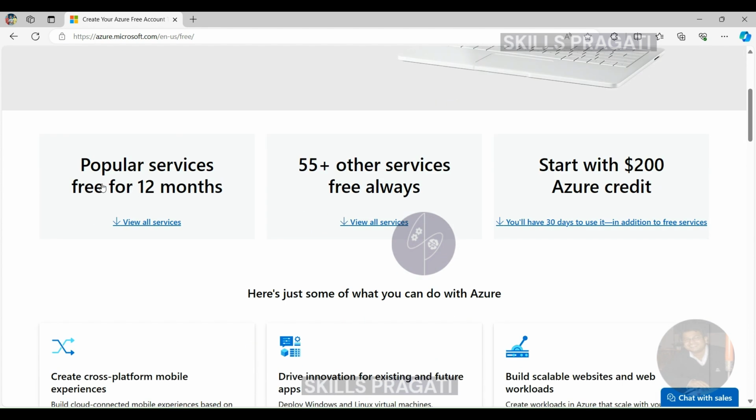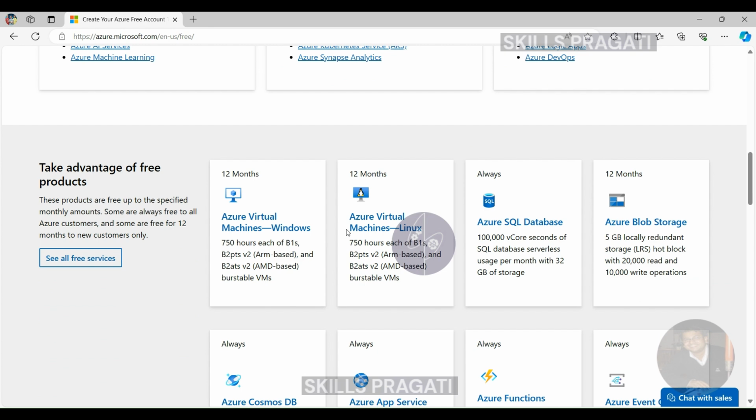Some popular services are free for the first 12 months. You can see what those services are. When you create your Azure account, they give you $200 worth of free credit. If you use a service that isn't free, then you'll have to pay for it. But they'll take the cost out of your $200 credit. So you won't have to pay anything from your pocket.